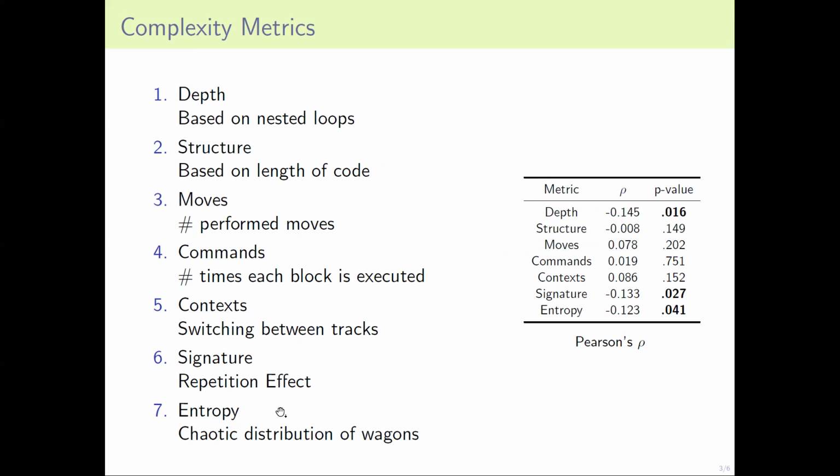And finally, we have entropy as a metric. Entropy is used to quantify uncertainty. Here we take the distribution of the wagons over all 3 tracks. A higher value indicates a more chaotic distribution, potentially increasing the difficulty.